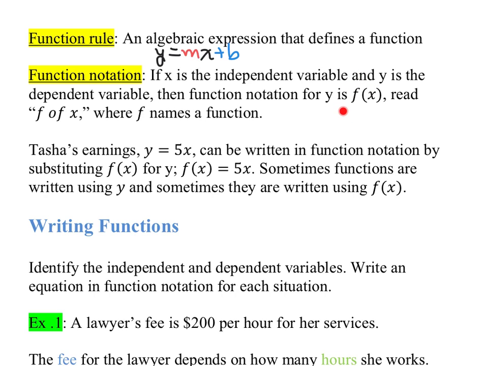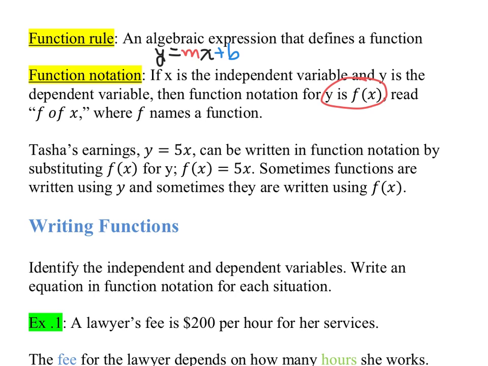And it's read f of x because we're going to take this function rule right here and replace this x with some number. So if x is the independent variable and y is the dependent variable, then the function notation for y is f of x, where f names the function. So the name of that function can change. It can be g of x, it can be h of x.